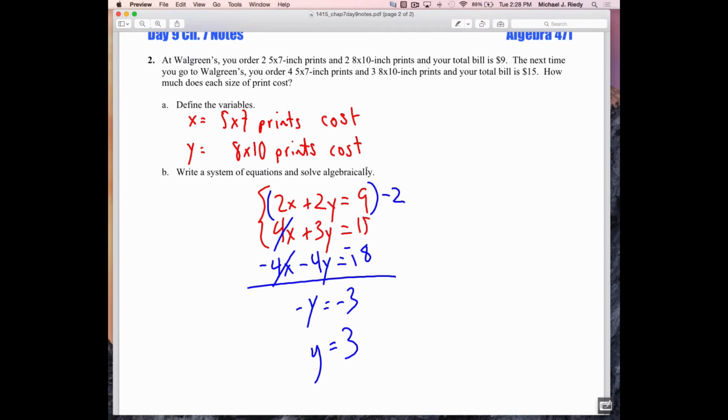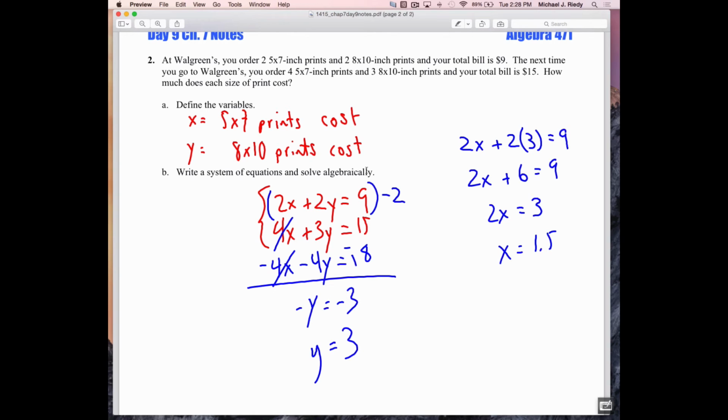Now that I have y, how do I find x? You have to plug it in. Plug it in where? First or second? First. Okay. I got a weird answer. X equals 1.5. Oh, I got that too.